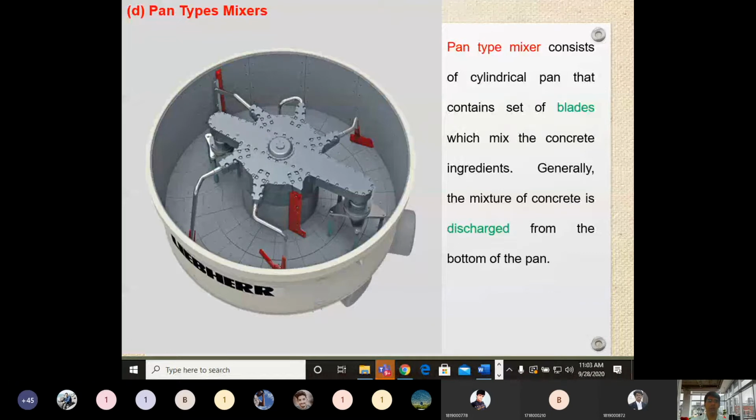Then in the laboratories, for doing experiments, we can also use the pan type mixers. So a huge number of applications of this pan type mixer is there. A pan type mixer consists of a cylindrical pan that contains a set of blades which mix the concrete ingredients. Generally, the concrete is discharged from the bottom of the pan. So how is the discharge going on? We have two outlets. After proper mixing with the help of this mechanism, we can release the concrete from this bottom pipe which is provided at the bottom of this pan type mixer.